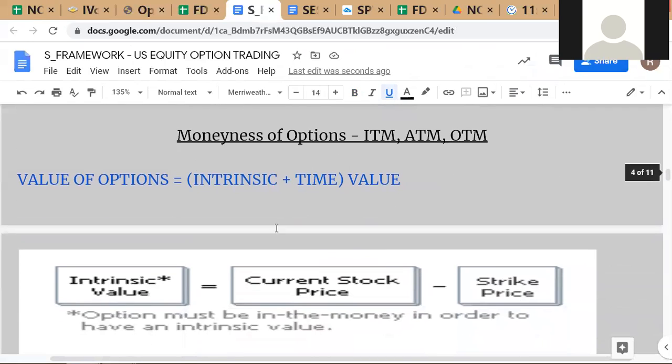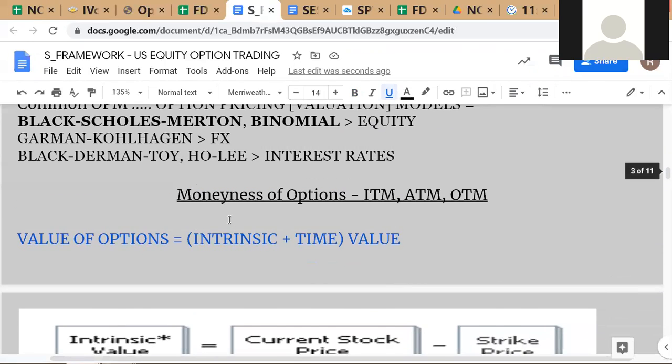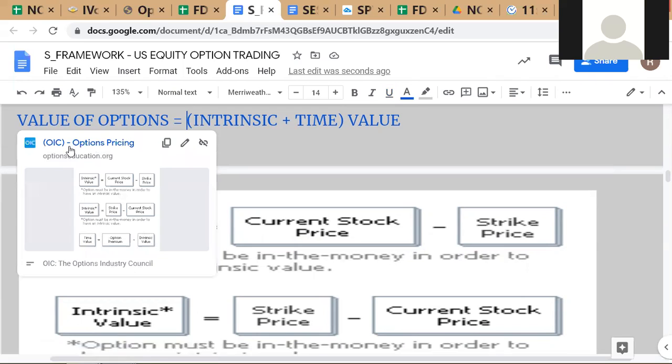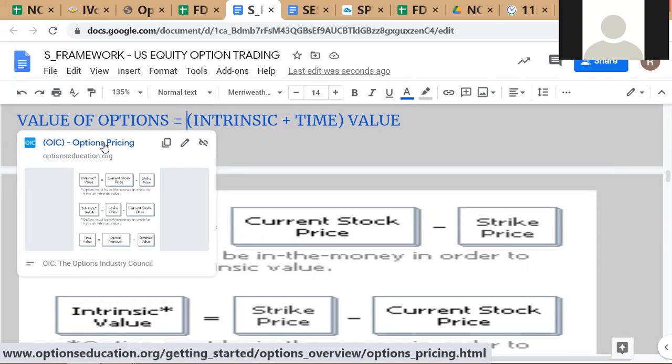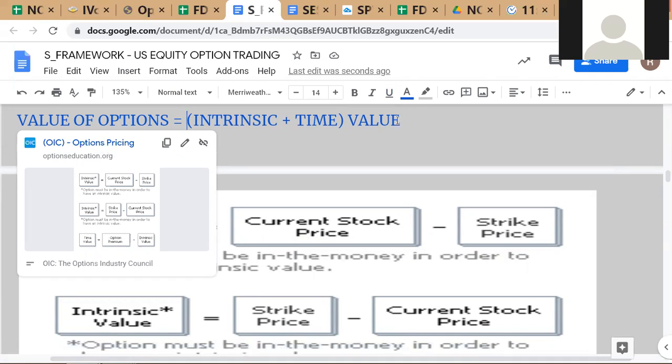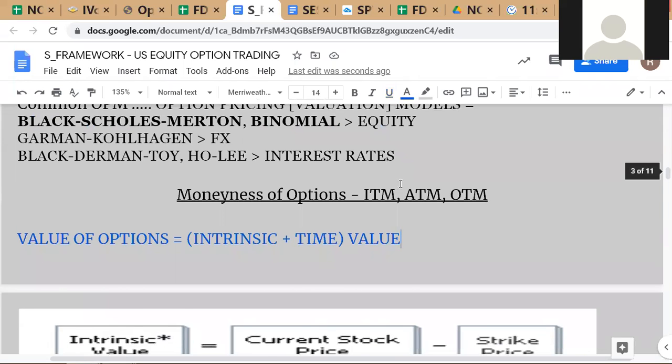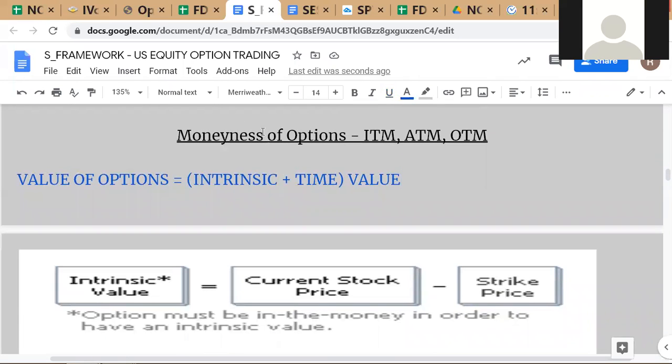Now we'll go on to the moneyness of options. All right. So you'll see this. I think I've given you a hyperlink here from Options Education. You can look at this. It's a very good website. You can read material on this website. And I've also given you the link, I think, on the top of the notes. So what we are going to learn in this particular sub-module is what is called the moneyness of options.